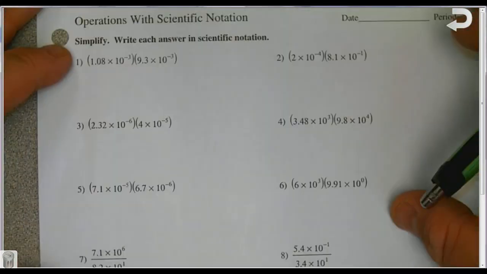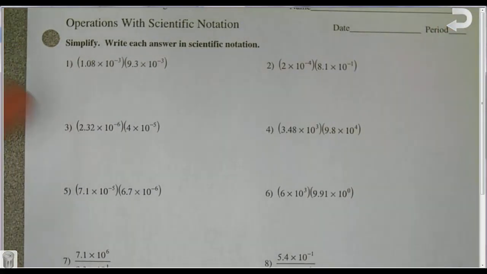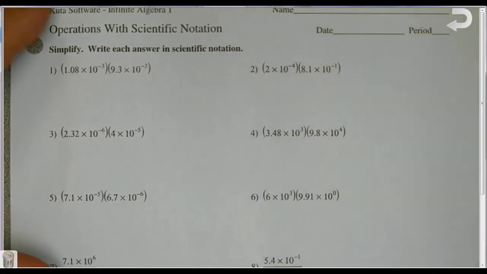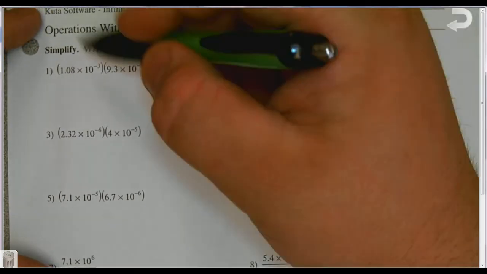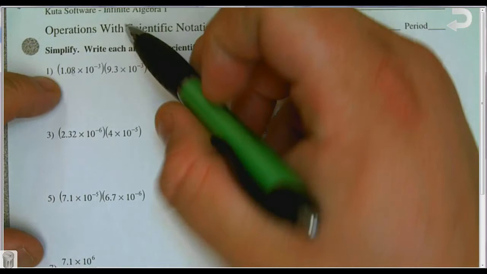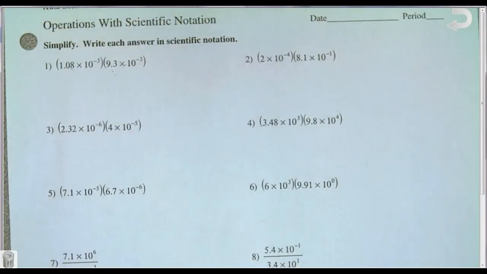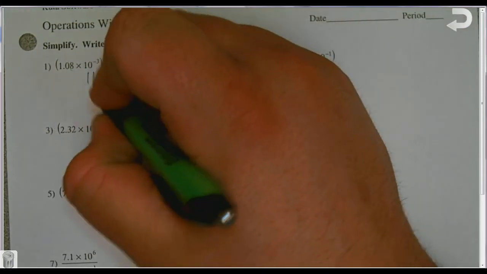When we have scientific notation, we can either multiply or divide scientific notation. But one of the things I want to talk about is the fact that when we multiply scientific notation, as you've been taught in the past, you do the numbers, so 1.08 times 9.3, and so I'm going to do that in my calculator. And I get 10.044.